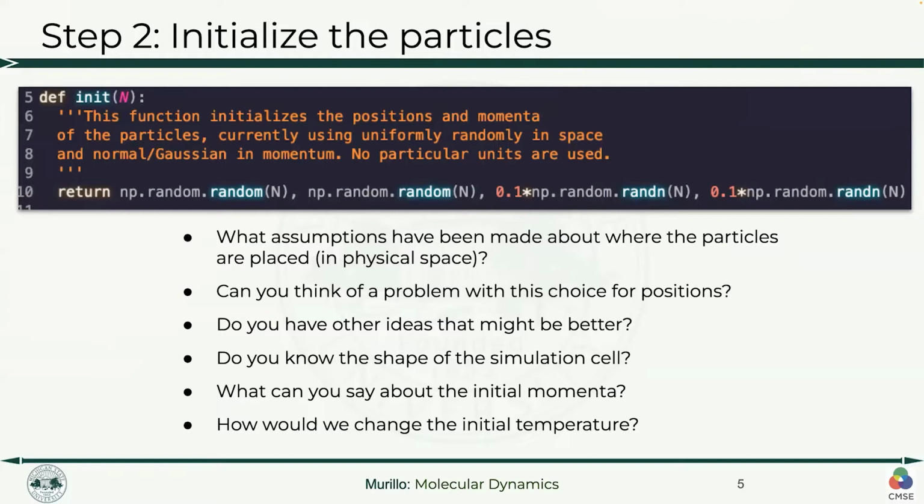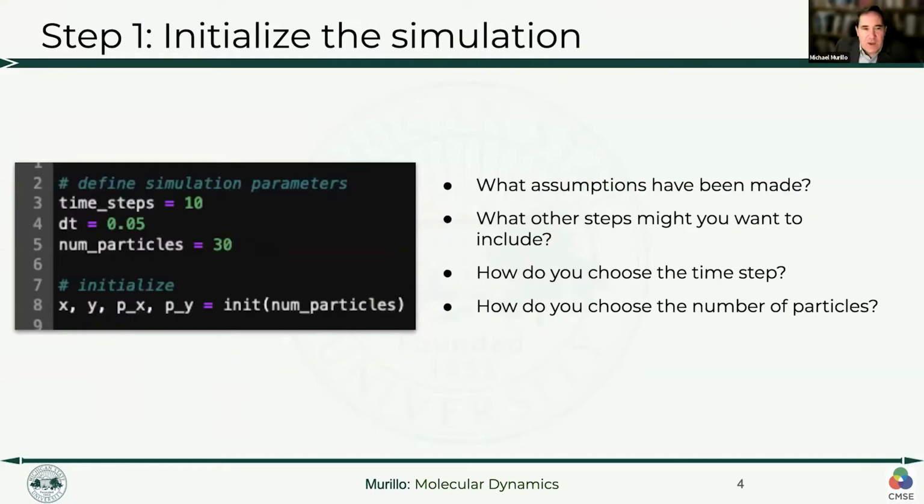Okay, now what we have is we've set up our simulation. We know how many time steps. We need to go out a certain length based on the physics we're looking at, whatever it is. We have a time step that we've intelligently chosen. We picked as many particles as we can. Now we're going to initialize the particles.